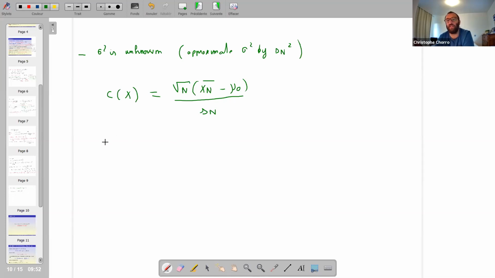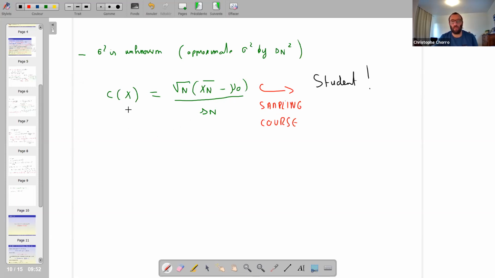And what is interesting is that in the case where sigma square was known, if I put a sigma here, I know that C of X follows the Gaussian. In this case, when sigma square is unknown, if I replace sigma by the square root of the corrected sample variance, I know from the sampling course that it follows a Student distribution. So it means that all what I have done previously using Gaussian tables may be done in the case where sigma square is unknown, using just the table of the Student distribution.